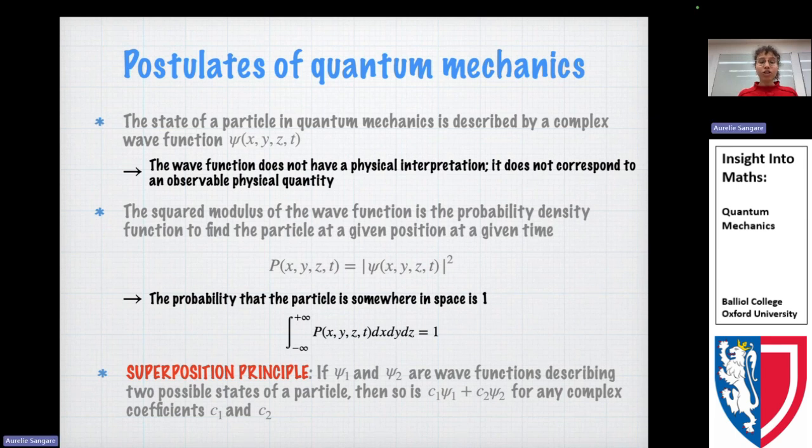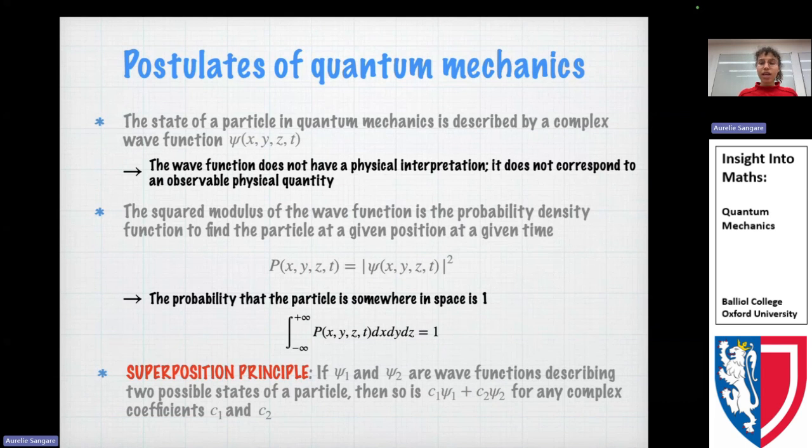So now back to the wave function, which describes the quantum state of your particle. The wave function doesn't have a physical interpretation, meaning that you can't see it as some physical quantity, like, oh, the wave function is the energy of my electron. No, it doesn't correspond to an observable physical quantity. However, the squared modulus of the wave function does have a physical interpretation. It's the probability density function to find the particle at a given position at a given time.